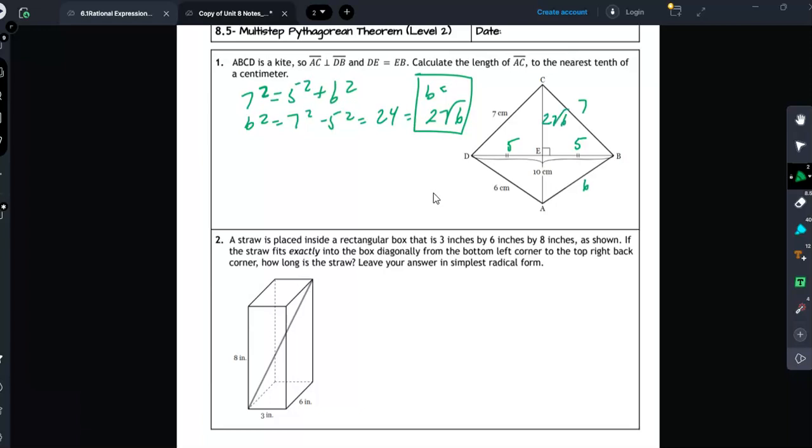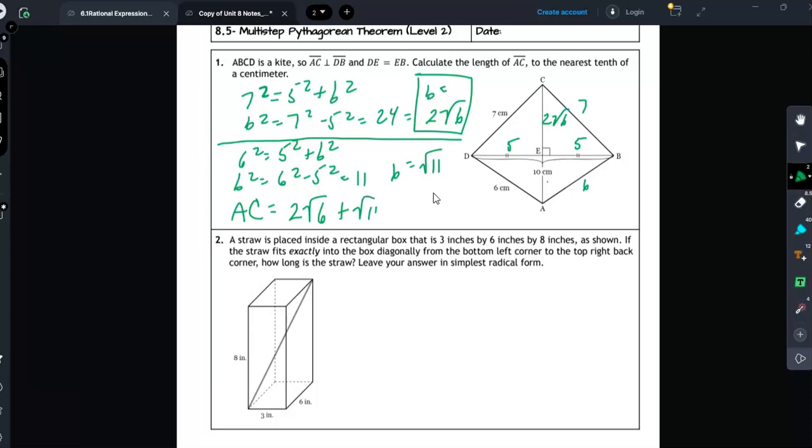If that equals 2 square roots of 6, we can figure out what this is. So 6 squared equals 5 squared plus b squared. Second triangle. So b squared equals 6 squared minus 5 squared, which is almost the same. 36 minus 25 is 11. So b equals the square root of 11. So we know these two, we can add them together, right? So AC is going to equal 2 square roots of 6 plus the square root of 11.